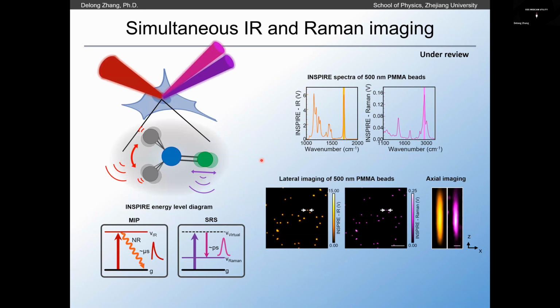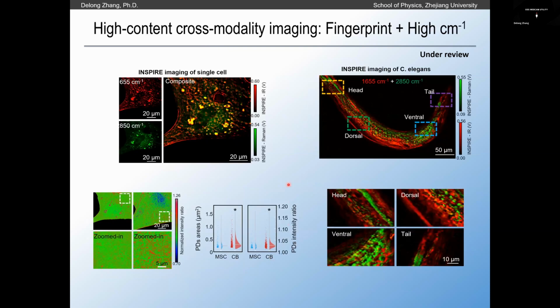And finally, another technique we're trying to develop is called simultaneous infrared and Raman imaging, short for INSPIRE, where we use a general pump-probe scheme with a single probe beam to simultaneously detect the photothermal signal and the stimulated Raman scattering signal at the same time, so that we can do high content cross-modality imaging of both the fingerprint and high wave number regions in the same shot. This gives us a lot of opportunities for various studies in, for example, C. elegans.